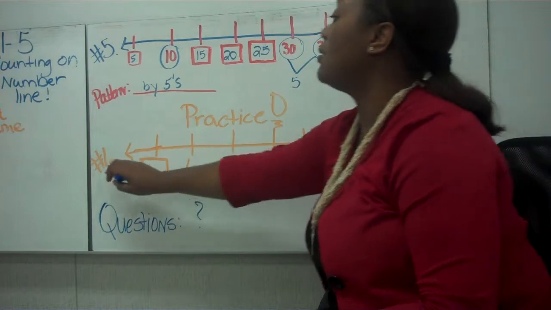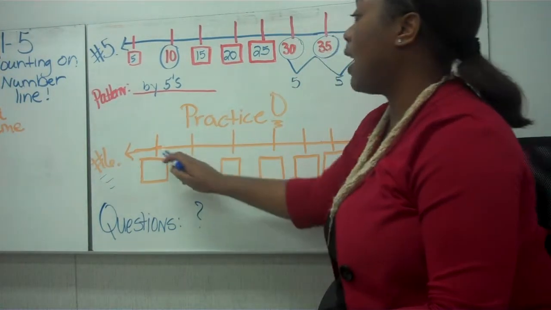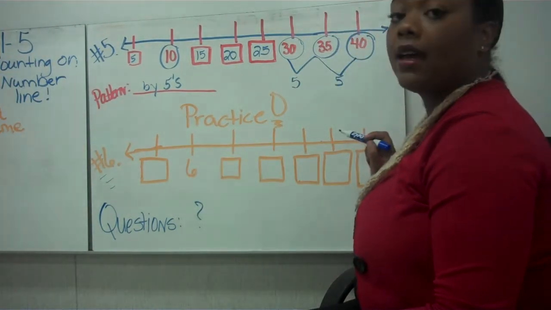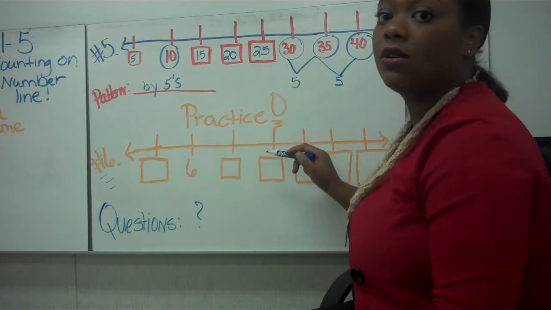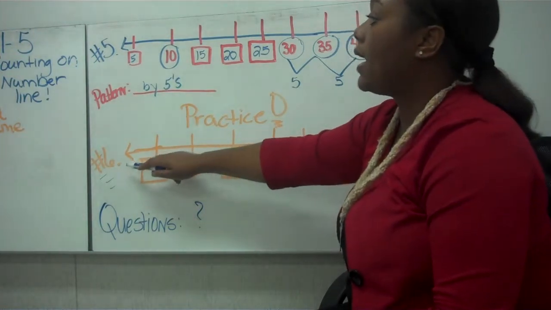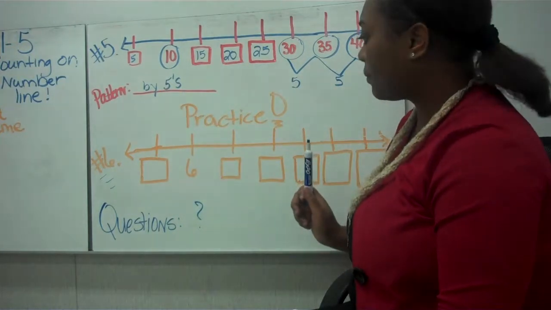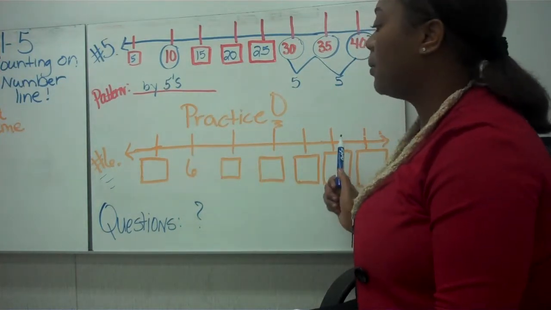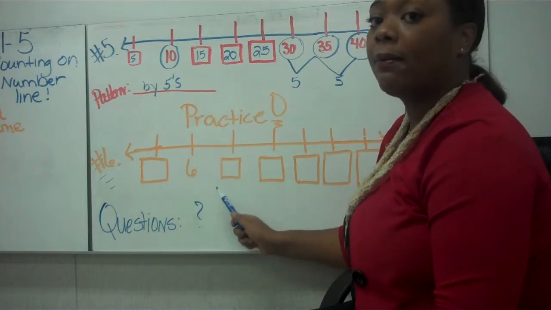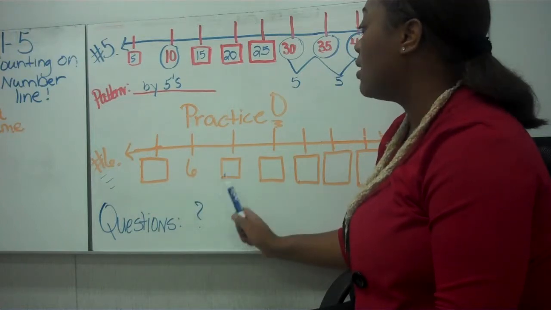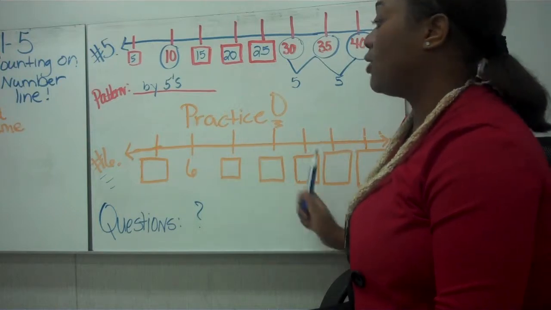Now I want you to look at number 6, and I want you to copy that number line on your notebook paper. Now if you can't see it all clearly on this board, it's also in your book. Number 6 on page 14 or 15. Okay, copy the number line in your book, and I want you to find the missing numbers. Don't forget to look for a pattern. After you find your pattern, then I want you to find your missing numbers.